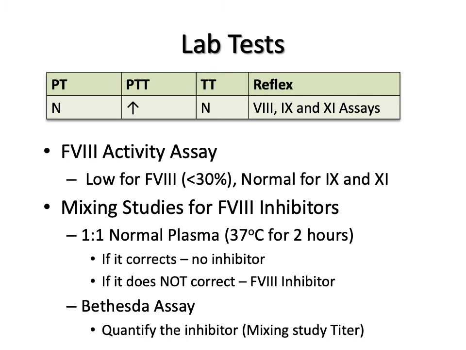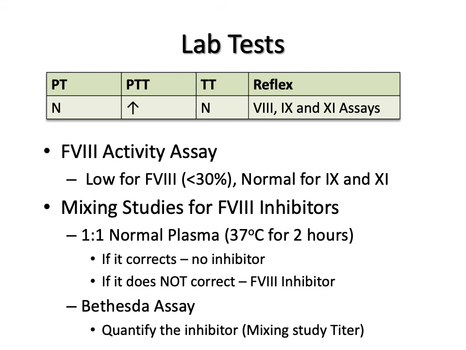Mixing studies will help determine if there are inhibitors. Patient plasma is mixed with normal plasma and then incubated at 37 degrees for 2 hours, followed by rerunning the PTT. If inhibitors are present, the PTT will not correct because the inhibitor will neutralize the factor VIII from the normal plasma. If the mixture comes within 10% of the incubated normal plasma, inhibitors are not present.